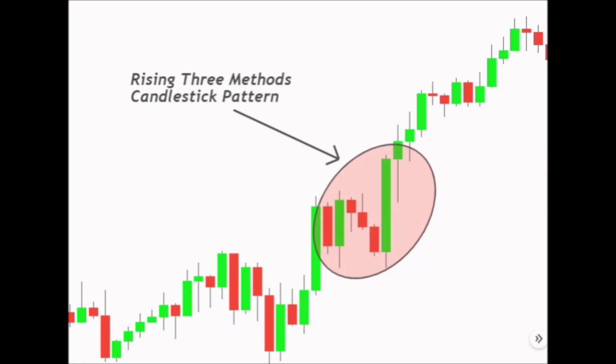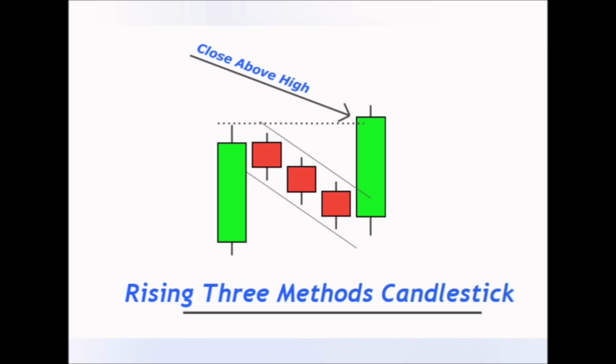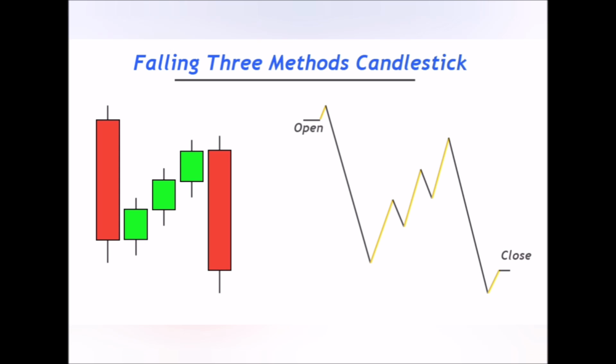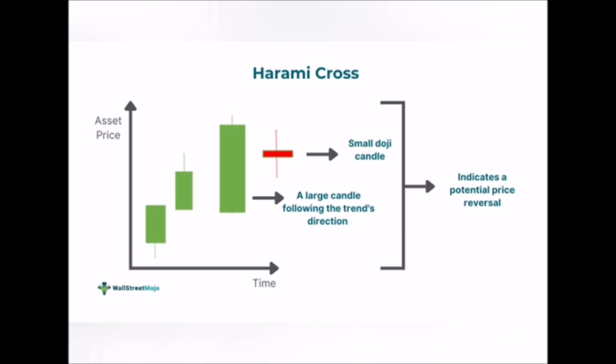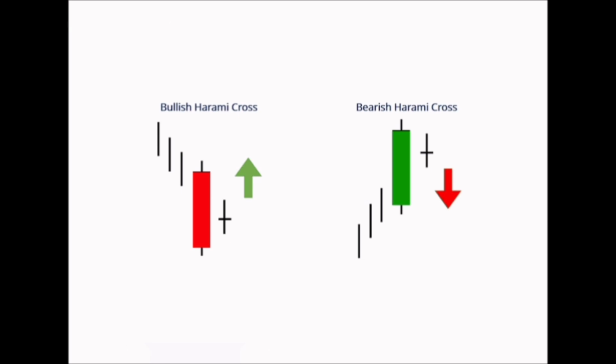Then we also have the advanced tweezer bottom. In the case of the advanced tweezer bottom, it appears at market bottoms or oversold zones. It confirms with bullish divergence on RSI or MACD.